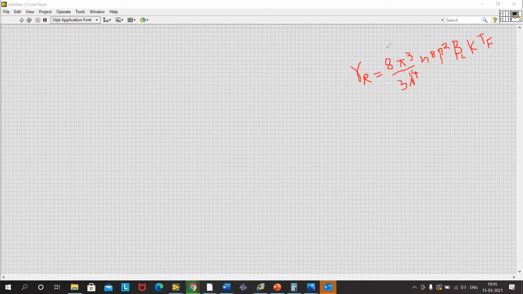Now after we have our Rayleigh scattering coefficient, next we have to calculate the loss factor, which is given by L equals exponential of minus gamma R into L. The unit of gamma R is per meter, and while calculating the loss factor, because we need the loss per kilometer, L will be 1 kilometer, which has to be converted into meters, that is 1000 meters. Then we will be able to get our loss factor per kilometer.